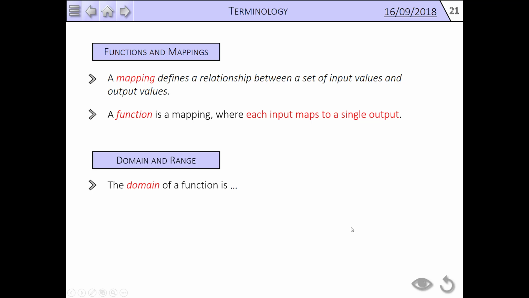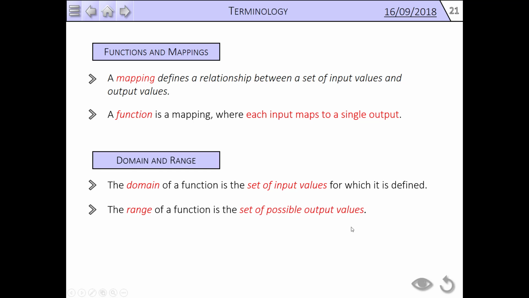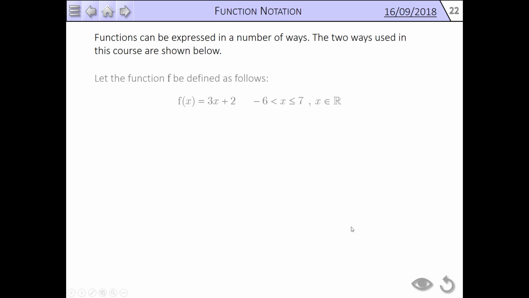Related to functions then, we have something called domain and range. The domain of a function is simply the set of numbers that you're allowed to put into the function, the input values. And the range of a function is a set of possible output values. So in the A-level course, you'll meet a couple of different ways functions will be expressed. You'll probably be broadly familiar with them from GCSE, but there are a couple of details that you need to make sure you're aware of at A-level.